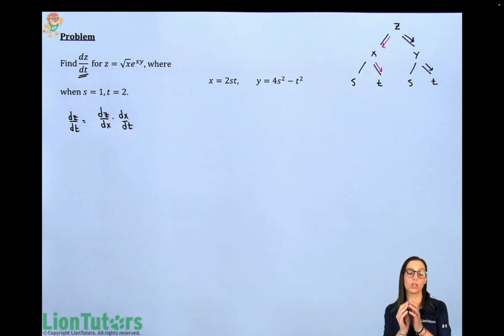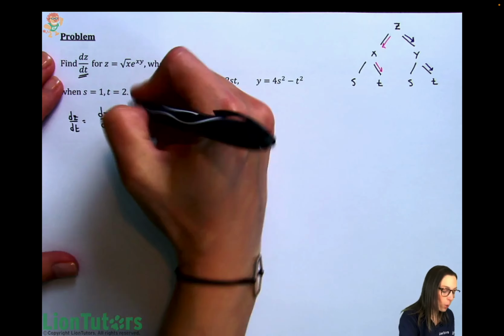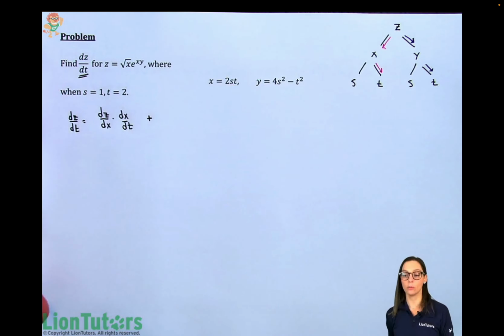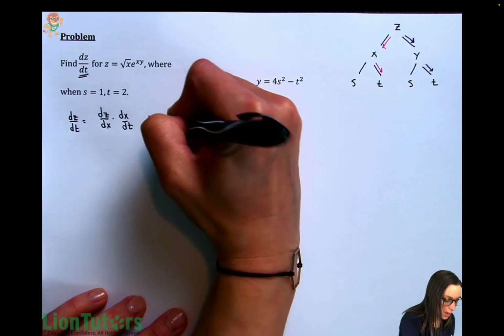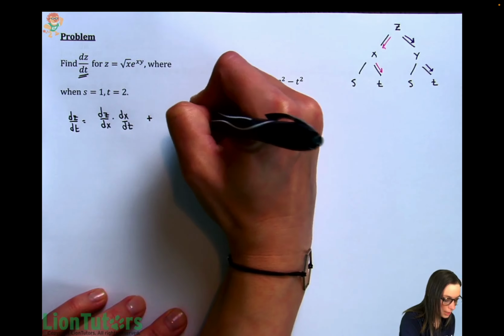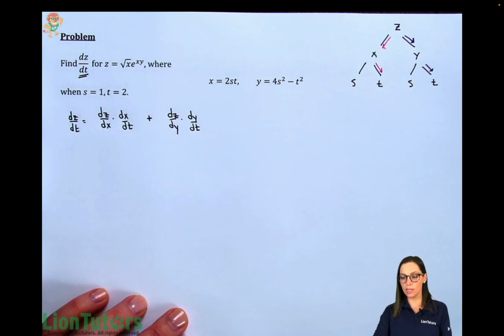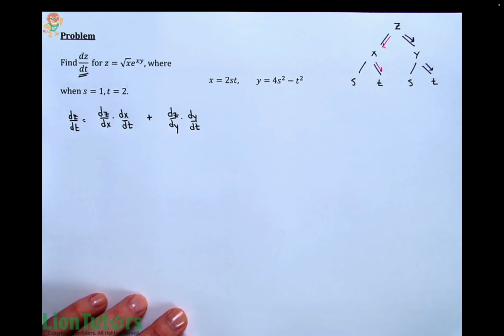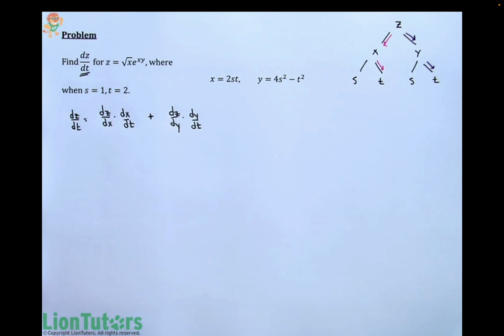But since z is a function of not just x, but x and y, we can't just do this to the x's. We also have to do that to the y's. So it'd be plus dz/dy times dy/dt. Now, the way that I like to approach this, and I'm going to make myself disappear because this is a long problem, is I like to find all my partial derivatives first and then plug back into this formula. So I like to sidebar, find everything that I need, and then plug back in.